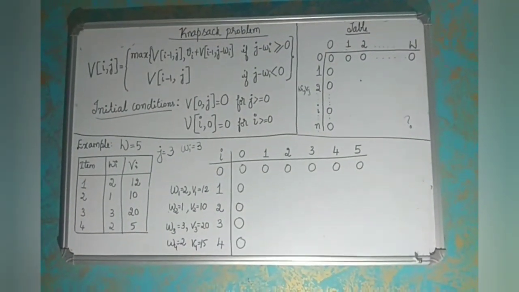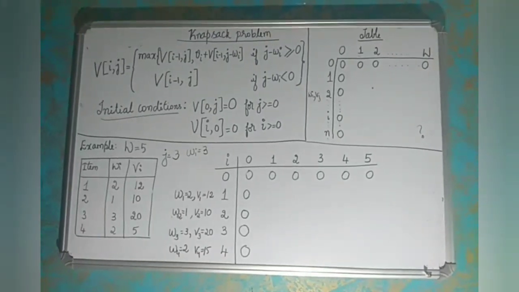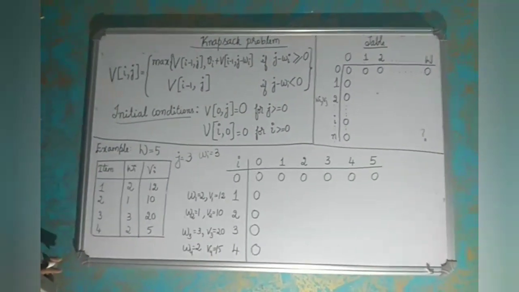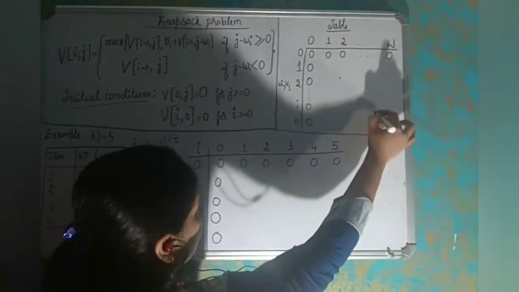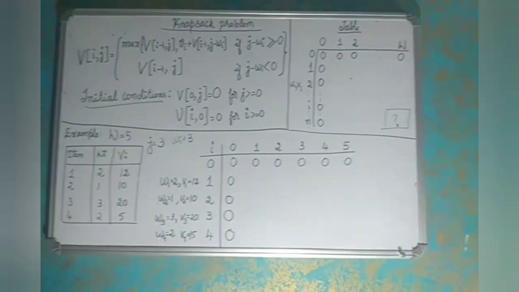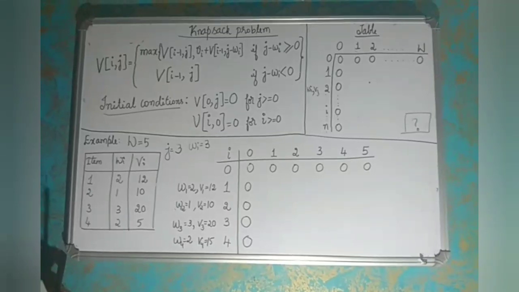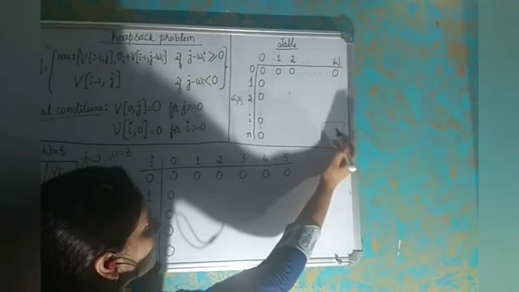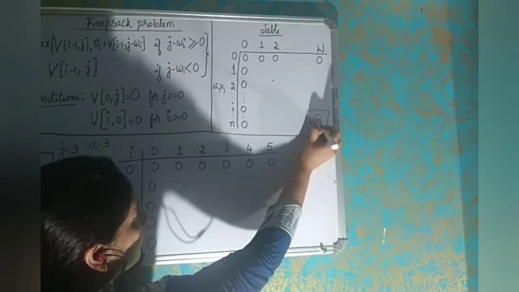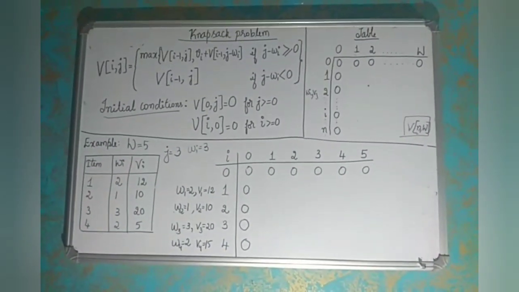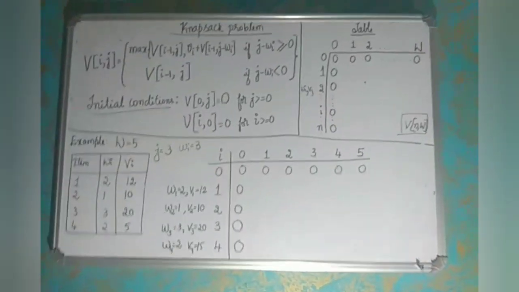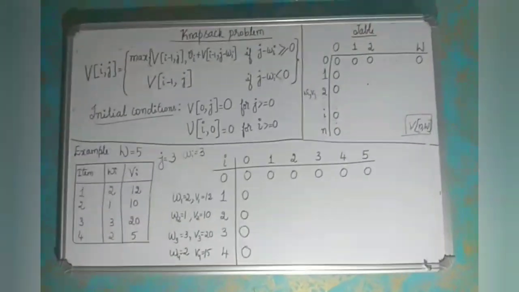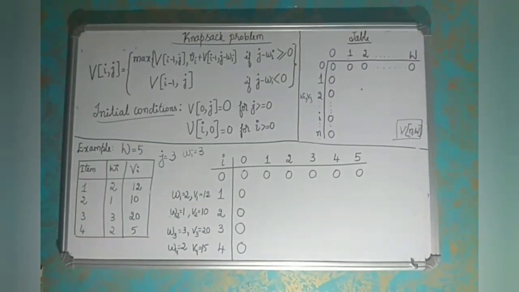And also we have to find the subset of the items. What are the items that you have to consider in order to get the particular profit? But remember, the value you get at the last position, that is the nth row and W column, is the solution. Or I can also write this as V of n comma capital W. This represents the final solution, that is nothing but the total profit gained when there are n items and the maximum capacity is W.